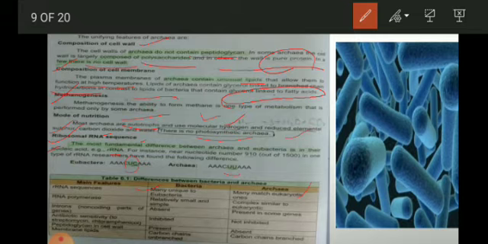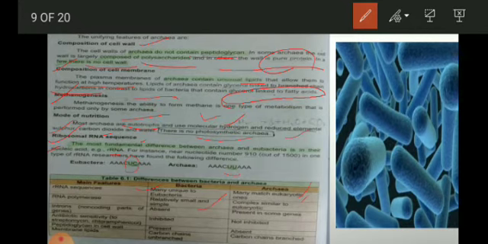RNA polymerase is relatively small and simple in bacteria, but in archaea it is complex, similar to the RNA polymerase that the eukaryotic cell has. Sorry, RNA polymerase, that is an enzyme which makes the RNA.